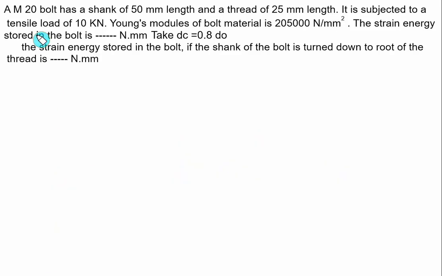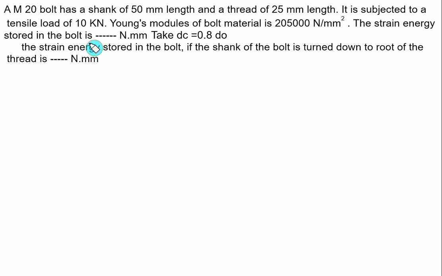An M20, which means nominal diameter equal to 20 mm, bolt has a shank of 50 mm length. Shank means unthreaded part, and a thread of 25 mm. So length of the threaded portion is given as 25 mm. It is subjected to a tensile load of 10 kilonewton. Young's modulus of the bolt material is 205,000 Newton per mm square.